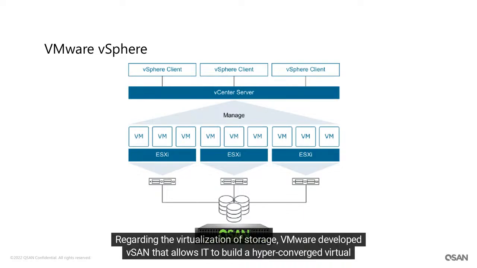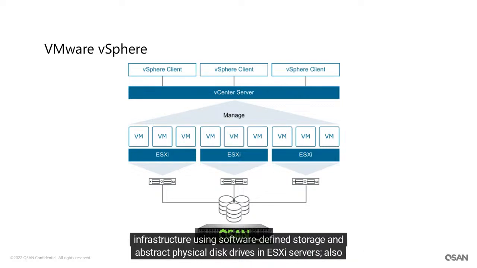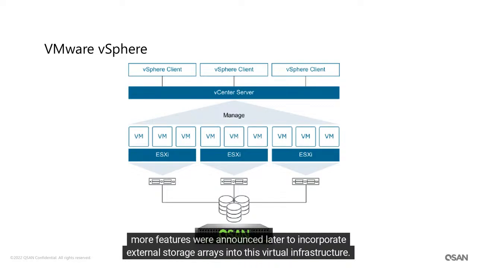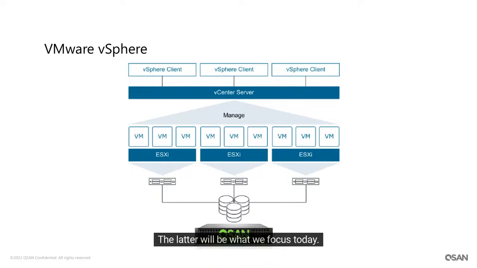Regarding the virtualization of storage, VMware developed vSAN, which allows IT to build a hyper-converged virtual infrastructure using software-defined storage and abstract physical disk drives in ESXi servers. Also, more features were announced later to incorporate external storage arrays into this virtual infrastructure. The latter will be what we focus on today.